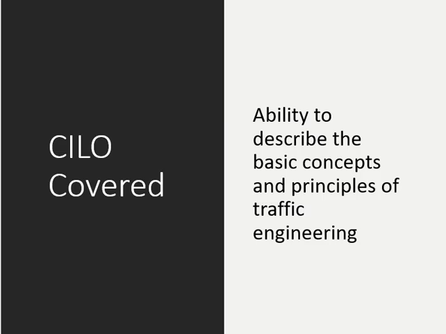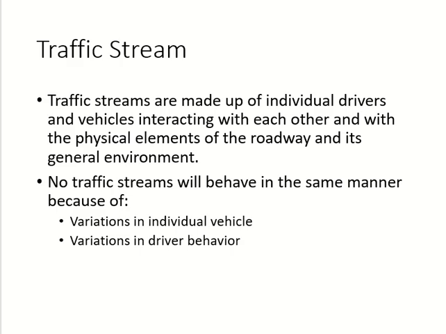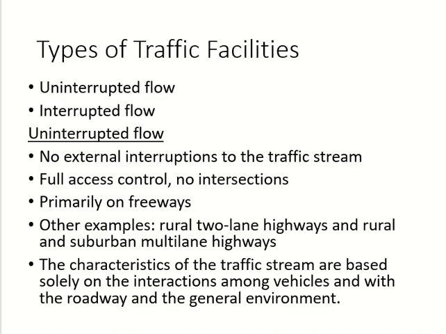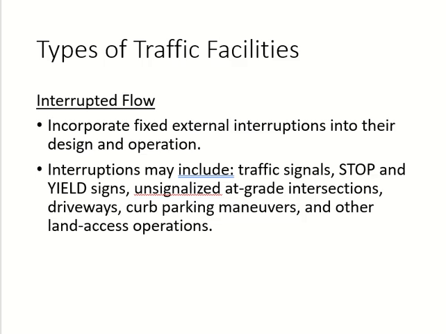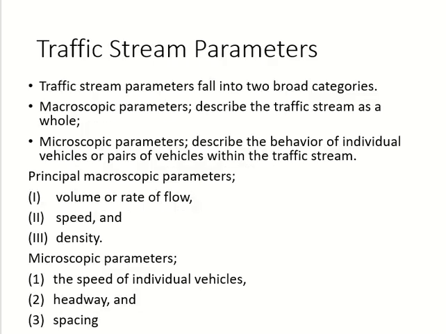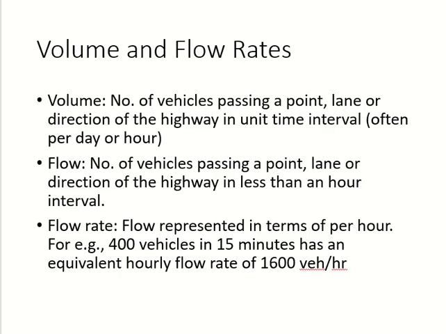Okay, so we are focusing on learning the basic concepts of traffic engineering. We have gone through the definition of traffic stream, which is made up of vehicles, and we have seen the normal causes of variation in traffic stream. We have seen the types of highways on the basis of traffic flow. We have seen the traffic flow parameters, again 2 types. We have gone through each one of them. There are 3 parameters in each of the types.